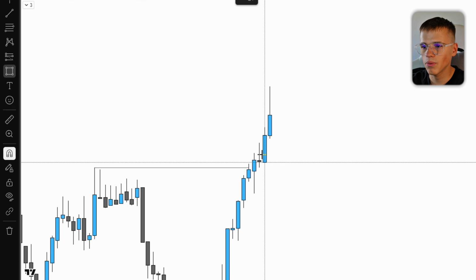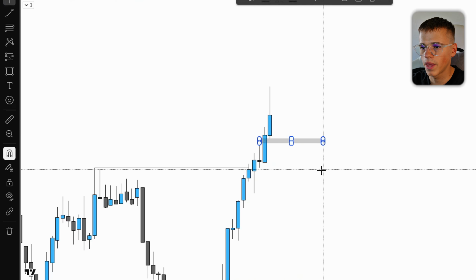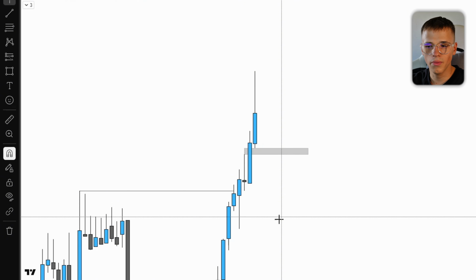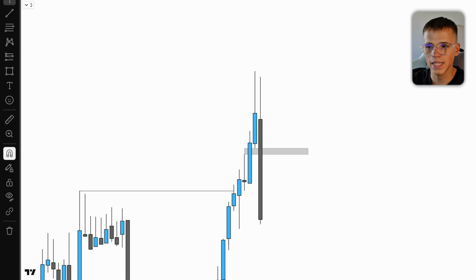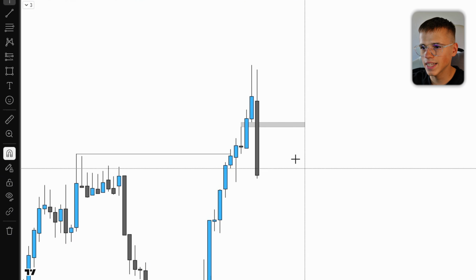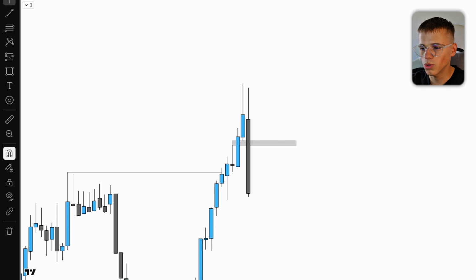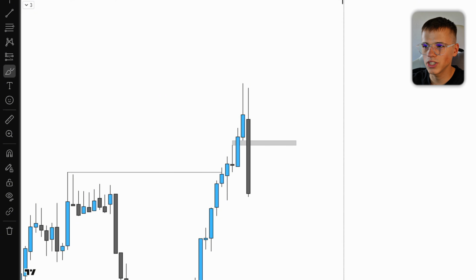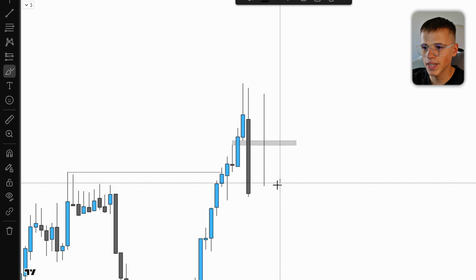The next thing we want to mark out is the fair value gap. And you can see we have a nice little fair value gap right here. So what are we waiting for? We are just waiting for this respect. And you can see that the market even tried to go to the upside one more time like this, and the market totally rejected it and just spiked crazy to the downside.